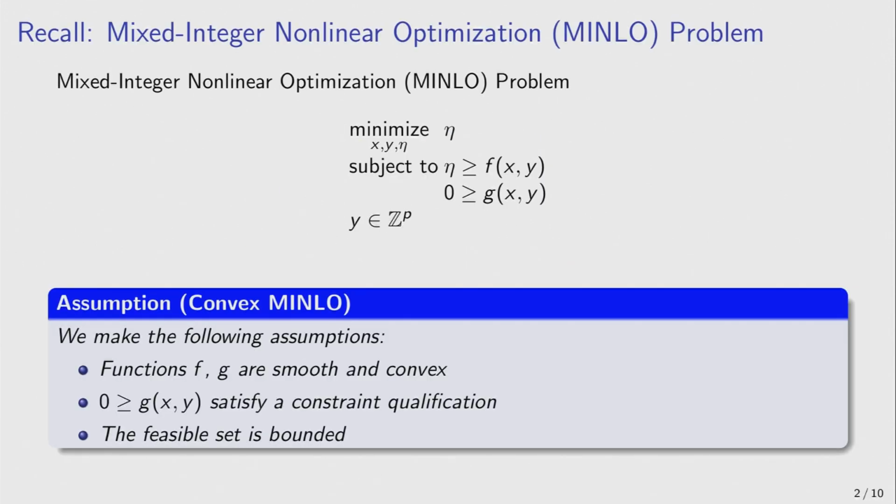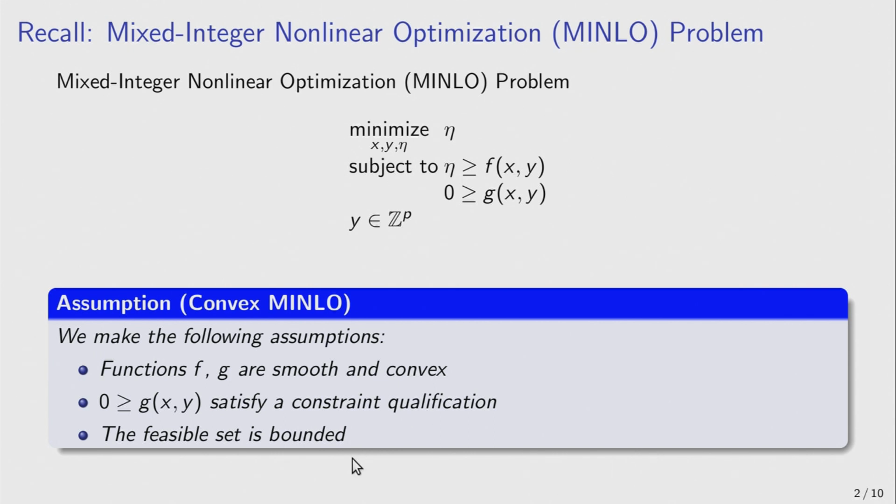And just as a reminder, and so that the slides are complete, I've written down again the mixed integer nonlinear optimization problem that we just saw a moment ago. So nonlinear objective, nonlinear constraints, with these assumptions that the functions are smooth and convex. We have a constraint qualification and the feasible set is bounded.